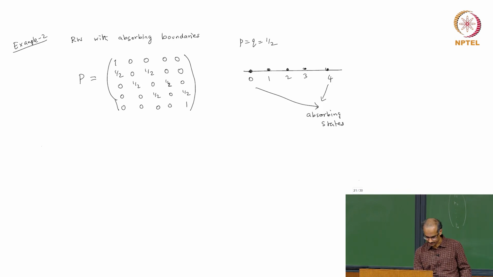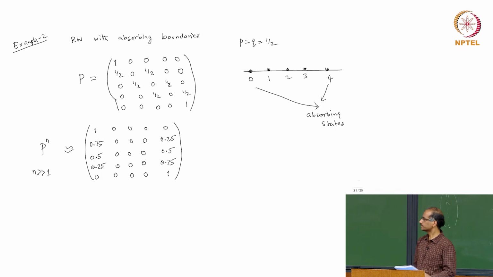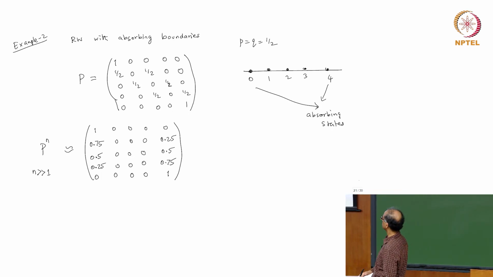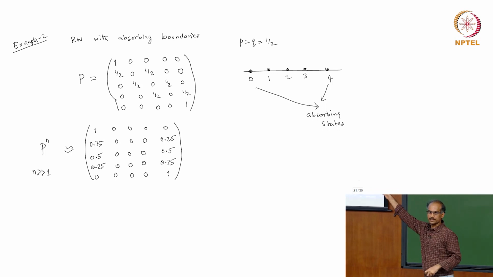Now, what happens here for large n? So, if I take P^n where n is very large, if I compute, I am going to get something like this. So, once again you see however large an n you take, you can't avoid zeros in this case. But here again physically you can see why it is happening. So, that is why I drew this picture here.